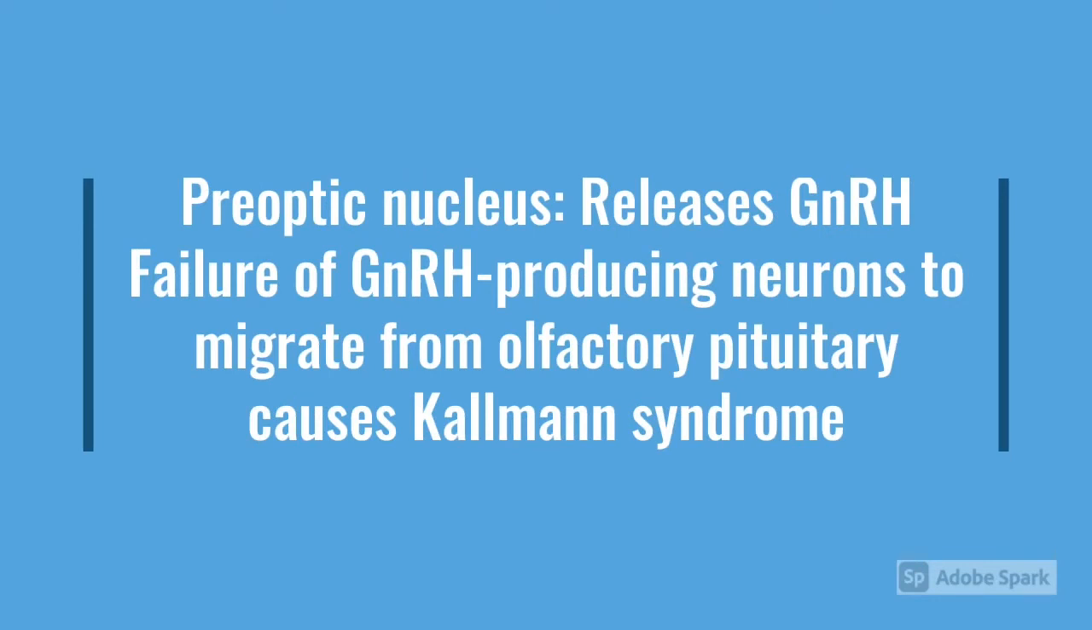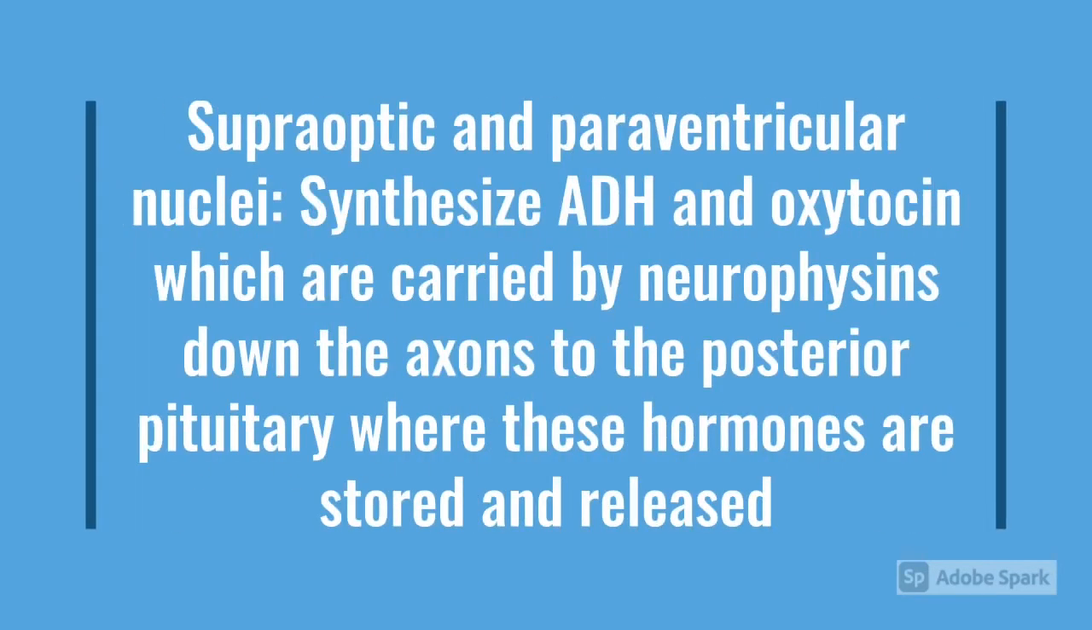The preoptic nucleus releases GnRH. Failure of GnRH producing neurons to migrate from the olfactory placode causes Kallmann syndrome. The supraoptic and paraventricular nuclei synthesize ADH and oxytocin, which are carried by neurophysins down the axons to the posterior pituitary, where these hormones are stored and released.